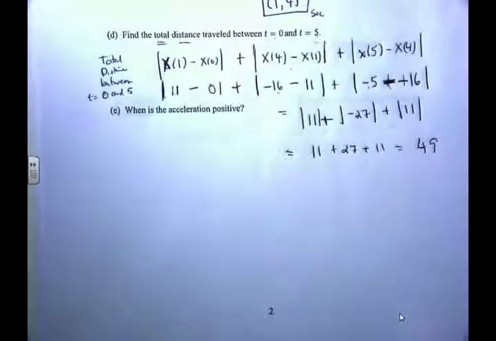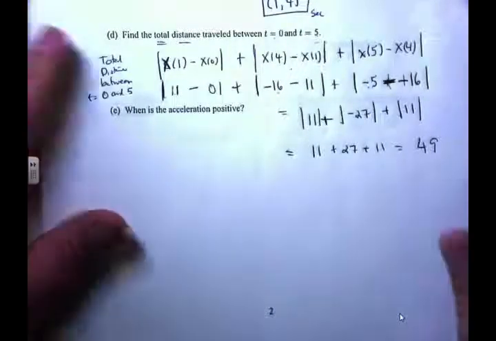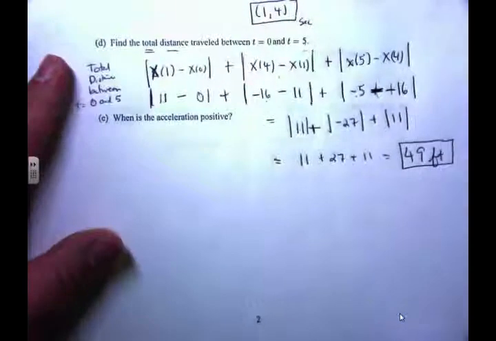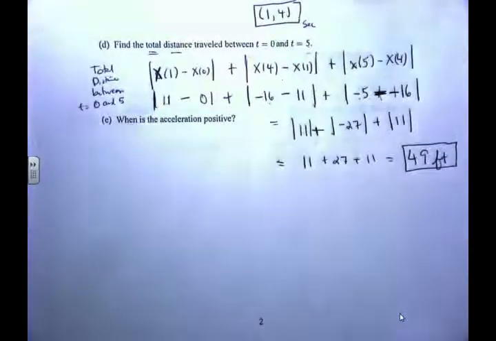Don't forget your units. These are physics problems. 49 what? This thing's distance is measured in feet. We expect to see feet. You actually lost one or two points if you didn't put your units on it. Does that make sense? Questions?